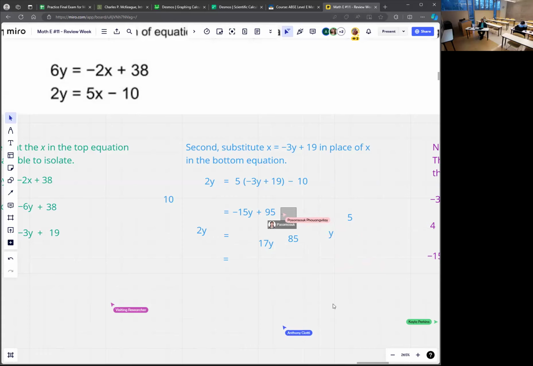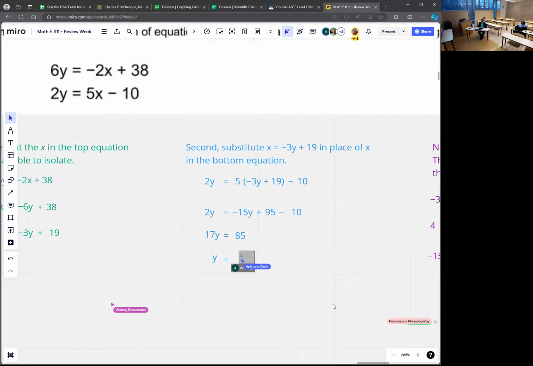Yeah, that's right. You need the -10 still. There's the 10. Oh, it's over here.